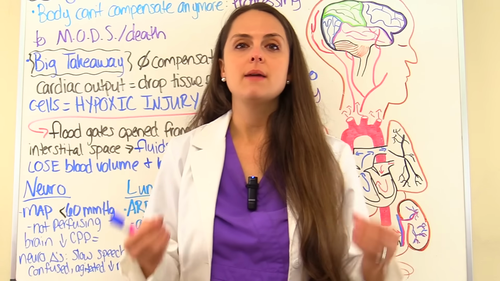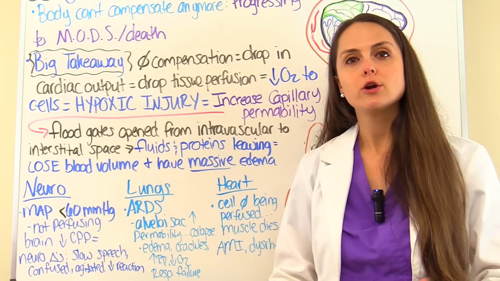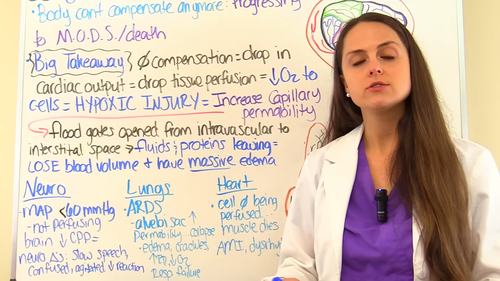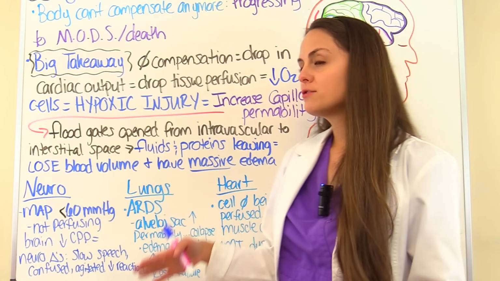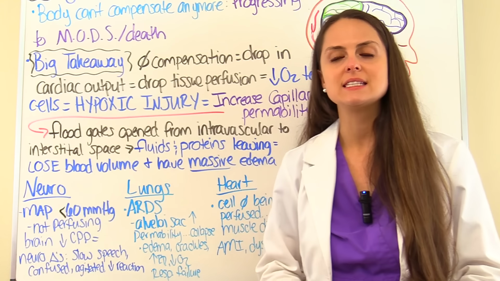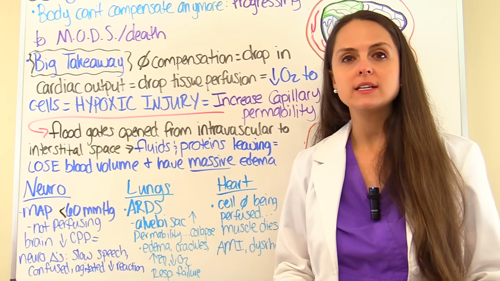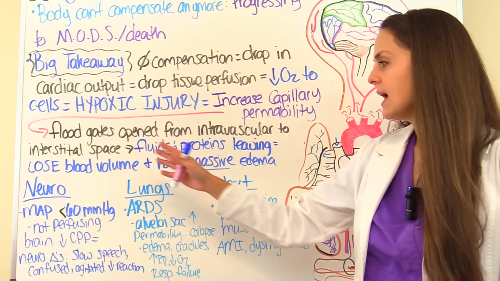So when the cells that make up the brain are not being fed, what are you really going to see? This is where you're going to start to see major mental status changes with your patient. So they're going to have slow speech, they're going to be confused, agitated, restless, not responding to stimulation like pain, like they should. Next, our lungs.